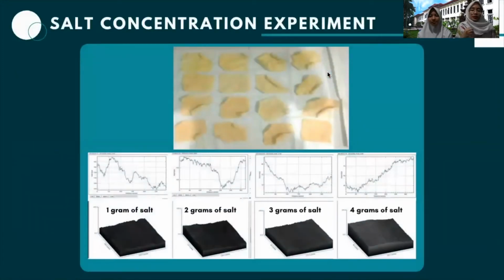So this is the salt concentration experiment. We can also conclude that in the line profile, 1 gram of salt has more fluctuation, 2 gram of salt decrease the fluctuation, the 3 gram of salt also decreasing, and the 4 gram of salt is more even. So we can conclude that the more gram of salt is added, the more even the color will be.